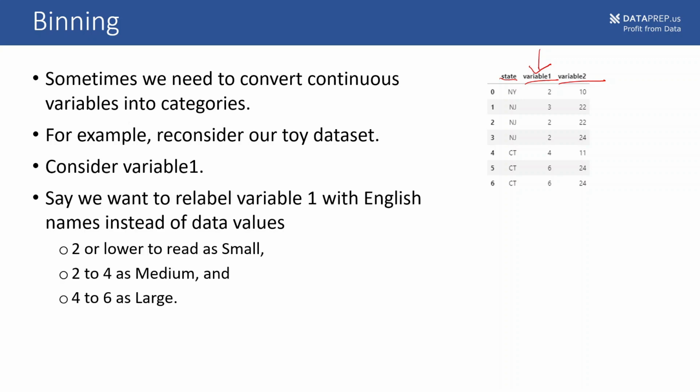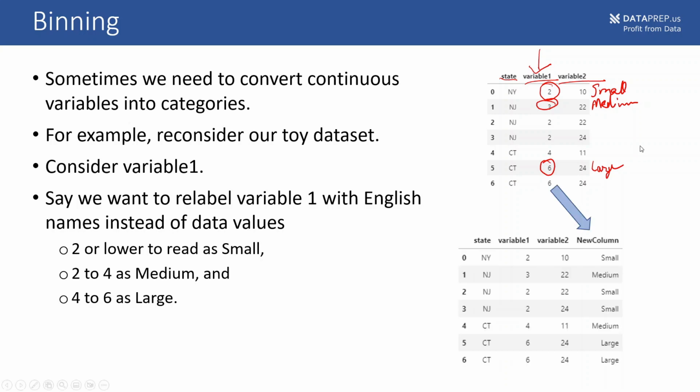What we want to do is that based upon variable one, we want to give every row a particular name. So, for example, if this is 2 or lower, call it small. If it is 2 to 4, call it medium. And if it is 4 to 6, like here, call it large. We can quite easily do that. And here it is. We can insert a new column in our data set where we have labels that were determined by the values of this specific column here. So that is what binning means.